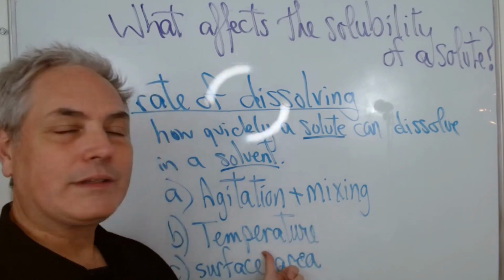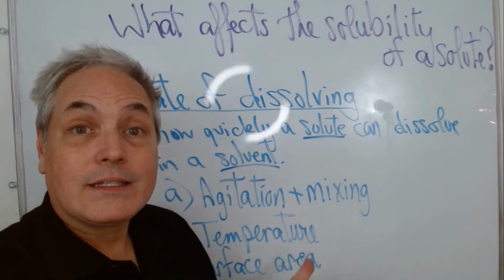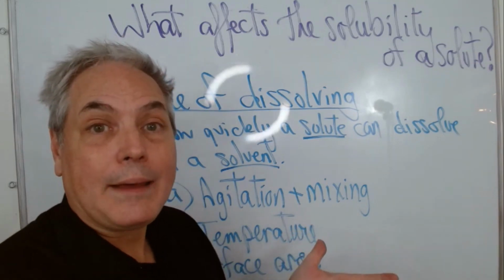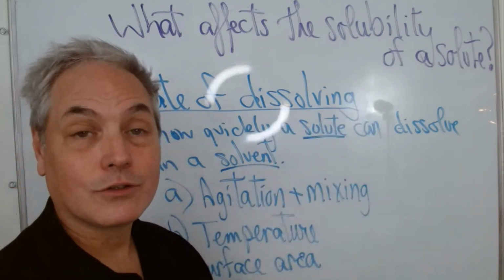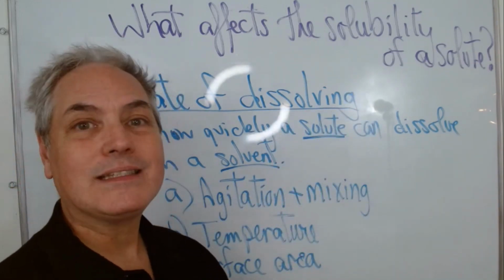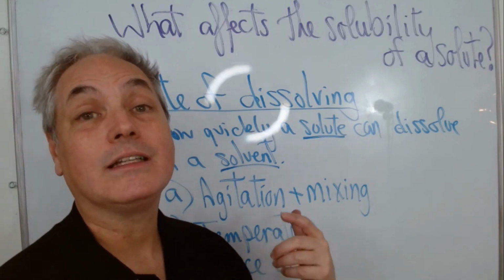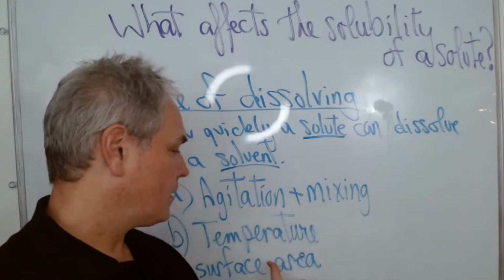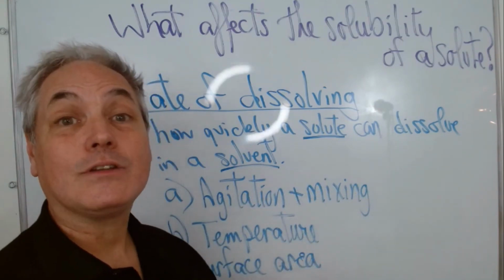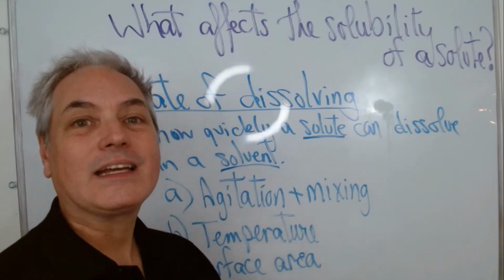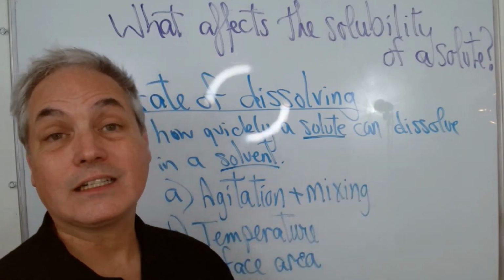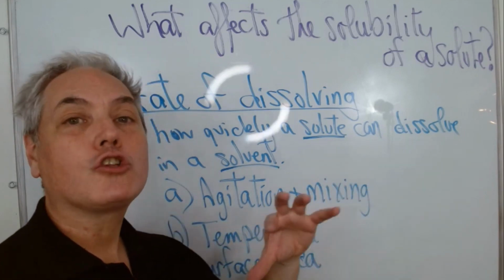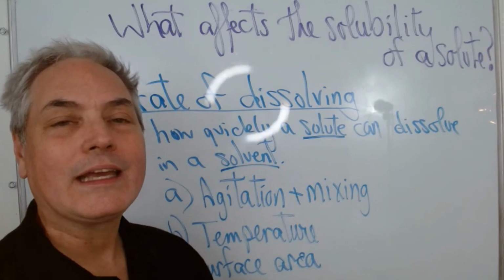Another one is about temperature. If you raise the temperature, what happens? The molecules of the solvent go faster. That means that the solute can dissolve even faster. On the opposite, if you cool down a solution, the dissolution will slow down because the water molecules as a solvent are slowing down and therefore not going as fast.